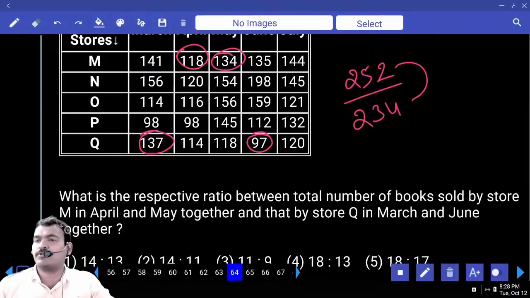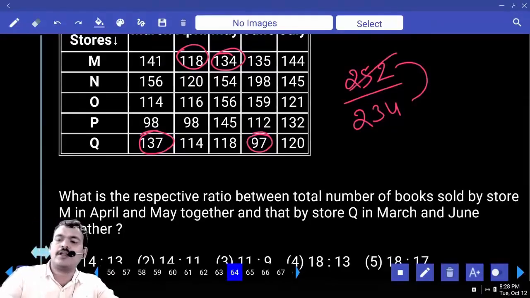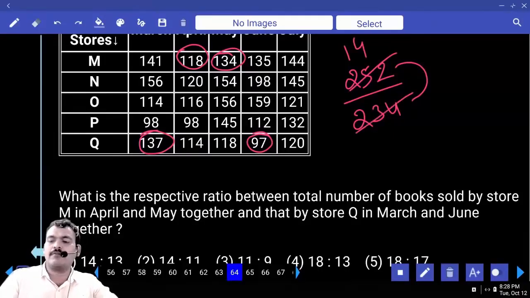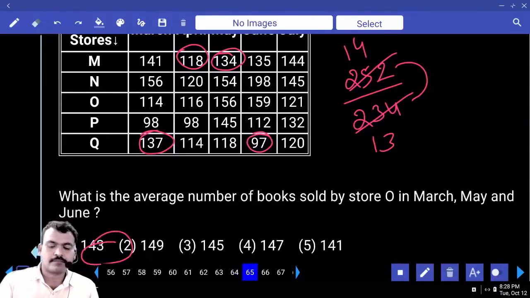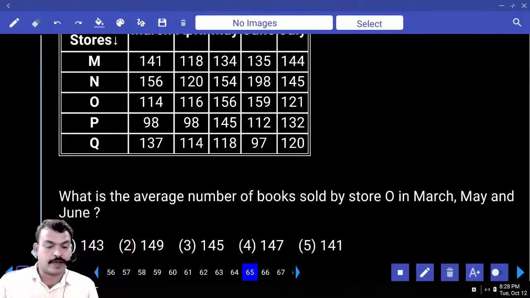Means both are in multiples of 18 or not? 18 how many times numerator? 1 time. Remaining 72. How many times? 4 times. Denominator 18 1 time. 18 3 times or not? Because 18 are difference means how many times are less? 1 time are less or not? 14 is to 13.